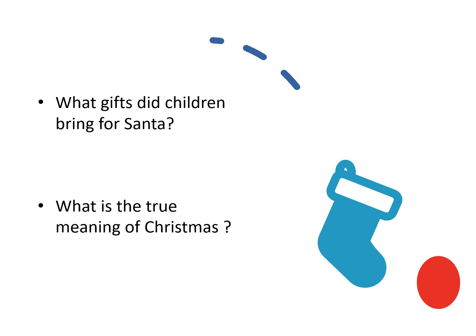So after summarizing the passage, the pupil teacher will ask 2 or 3 recapitulatory questions to assess the cognitive, affective, or sometimes psychomotor ability of the students. Here you can see these 2 questions prepared by the pupil teacher: What gifts did children bring for Santa, and what is the true meaning of Christmas?